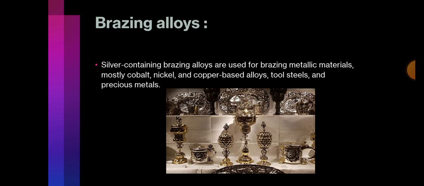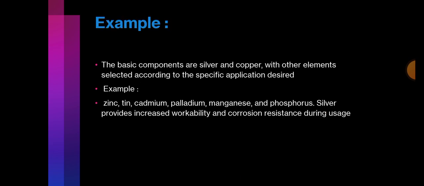Brazing alloys. Silver-containing brazing alloys are used for brazing metallic materials, mostly cobalt, nickel, and copper based alloys, tool sheets, and precious metals. The basic components of these alloys are silver and copper, with other elements selected according to the specific application desired, for example zinc, tin, cadmium, palladium, magnesium, and phosphorus, which provide increased workability and corrosion resistance during usage.